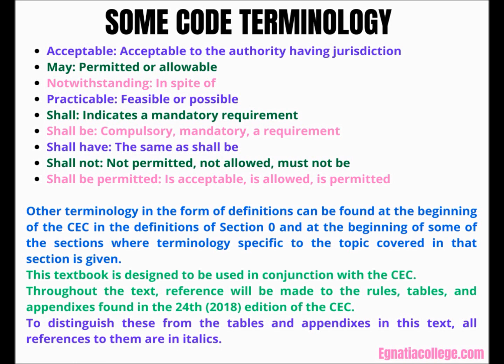Other terminology in the form of definitions can be found at the beginning of the CEC in the definitions of Section 0, and at the beginning of some of the sections where terminology specific to the topic covered in that section is given. This textbook is designed to be used in conjunction with the CEC. Throughout the text, reference will be made to the rules, tables, and appendixes found in the 24th, 2018, edition of the CEC. To distinguish these from the tables and appendixes in this text, all references to them are in italics.